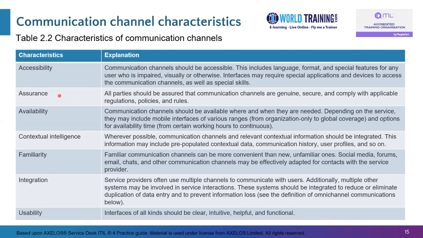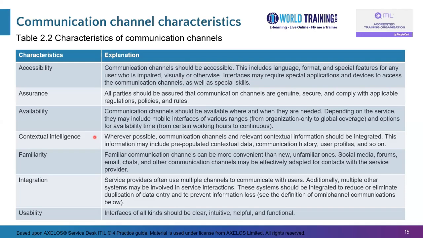Assurance is about assuring users that the channels are genuine, they're secure, and comply with applicable regulations, policies, and rules. For example, there could be some data privacy laws applicable when information is being shared. Availability. It should be available for the users and the service provider staff as well, whenever they are needed and wherever they are needed. And this can also include mobile interfaces, which can have maybe local coverage or global coverage, or maybe availability could be for limited hours or around the clock.